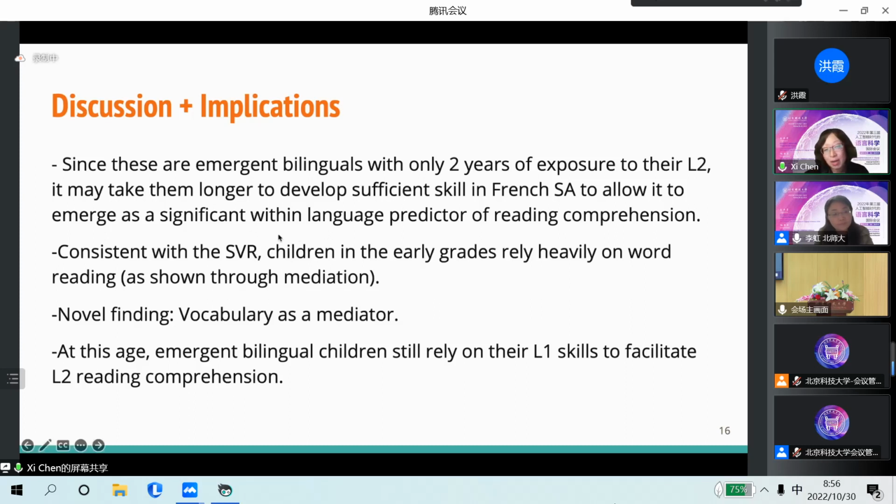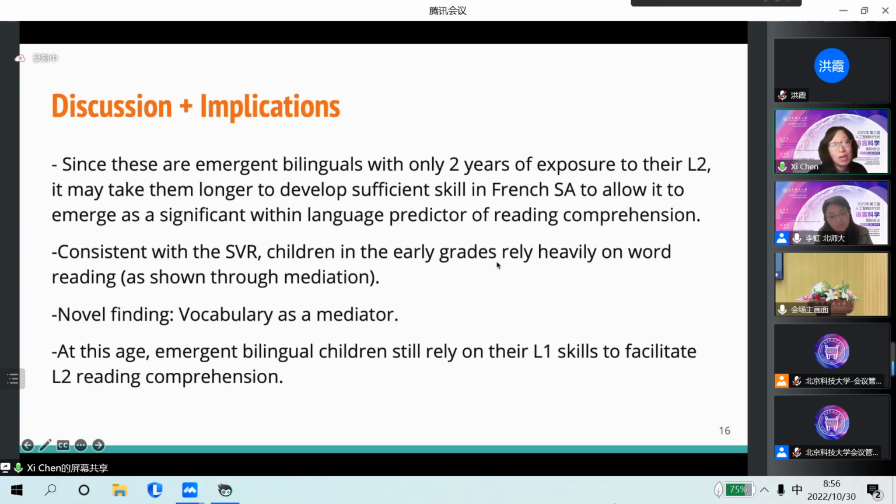There is a model called the Simple View of Reading Model that states that both word reading and vocabulary contribute to reading comprehension, but the roles they play change with children's age. So in younger children, word reading plays a bigger role than vocabulary. So here, consistent with the Simple View of Reading Model, children in the early grades rely heavily on word reading.